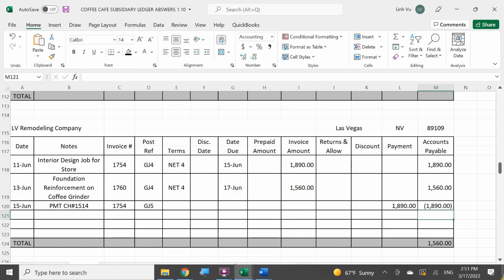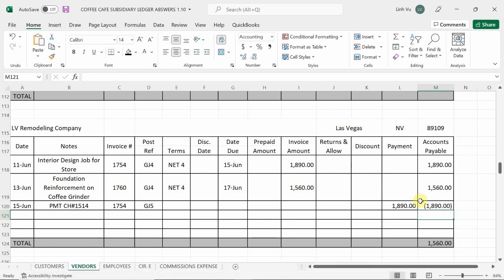So therefore, I have a negative $18.90, right? Which brings my account balance to say that I owe LV Remodeling only $15.60. The last bill was for $17.60, the same amount. So in this case, I made a payment, so it reduced the amount that I owe. I already linked it to the invoice, and therefore I only owe $15.60 to LV Remodeling. Okay. Good. Excellent.